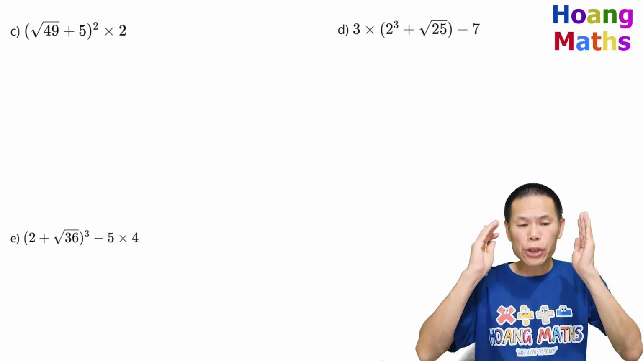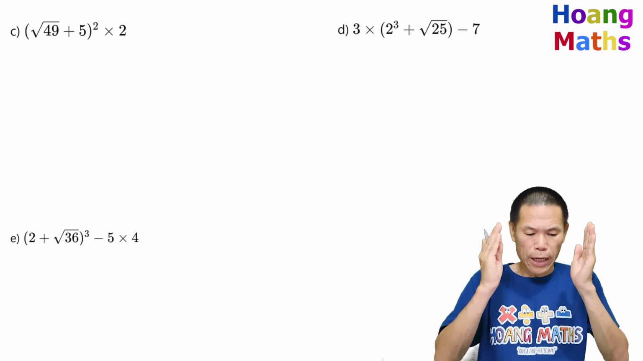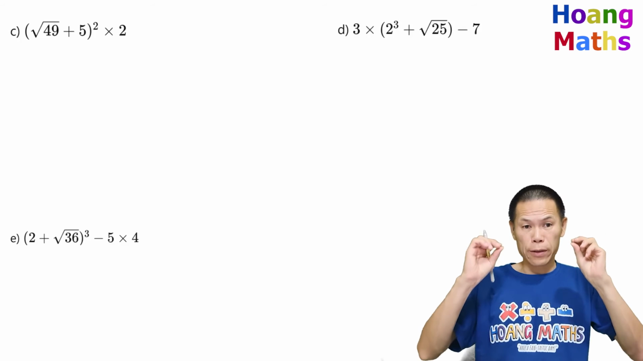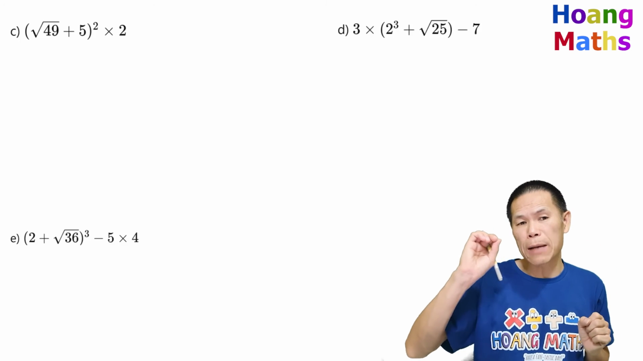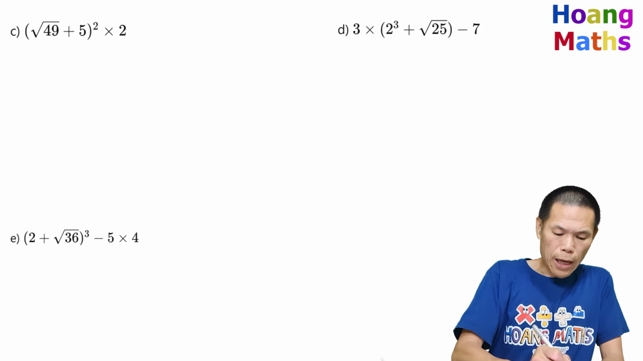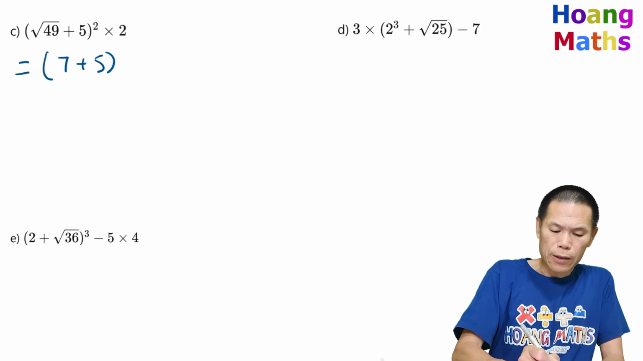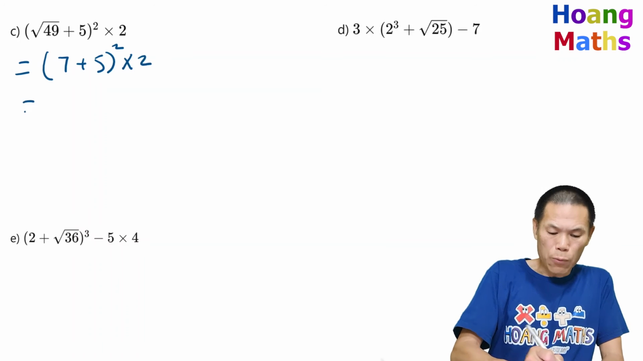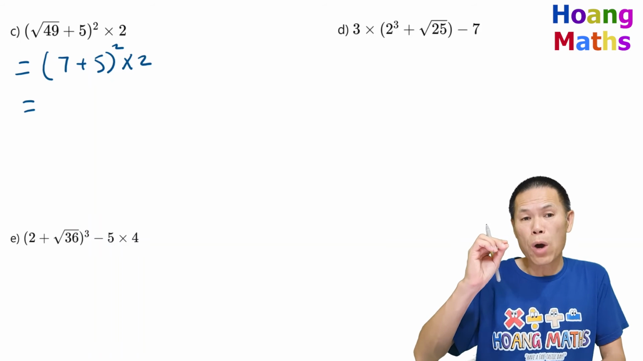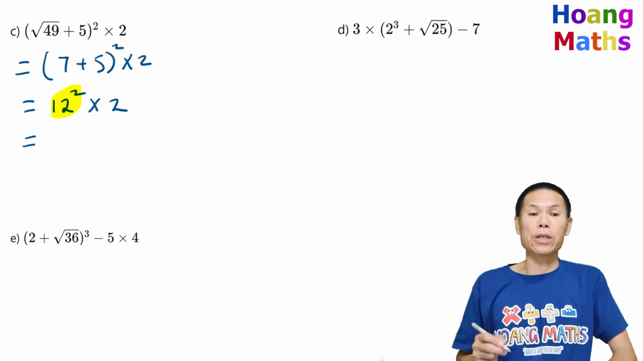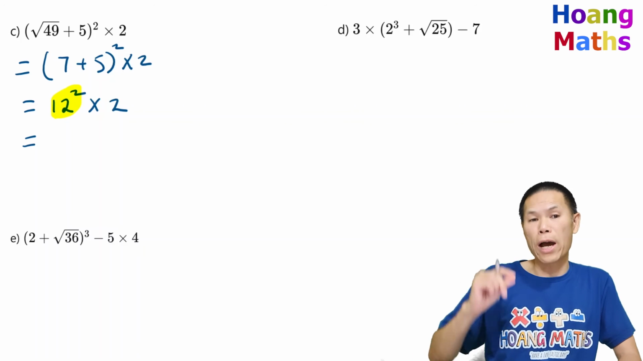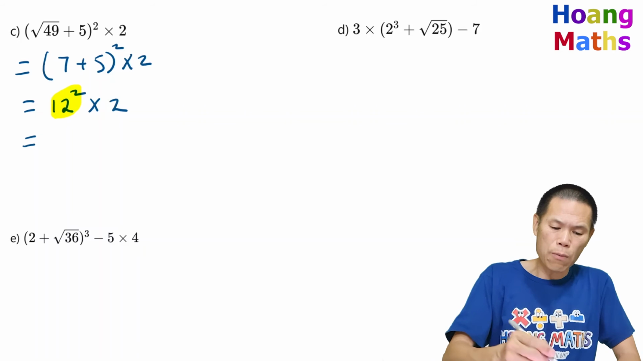Part C. So we just need to work out inside the bracket first. Okay. So we need to work out the square root of 49 first. And we know that the square root of 49 is 7 because 7 times 7 is 49. So that is equal to 7. Then we add 5, squared, we times 2. And we know that 7 plus 5 is 12. So that is 12 squared, we times 2. And we need to work out 12 squared first. 12 squared is 144. Otherwise, you go 12 times 12, you work it out manually.